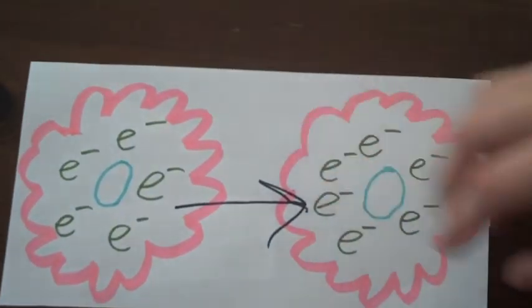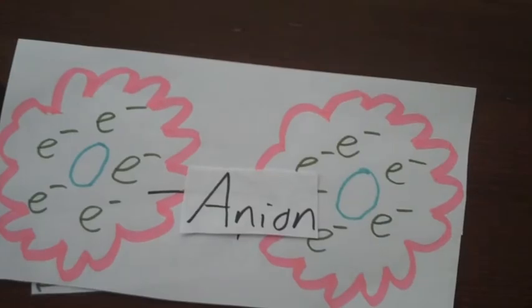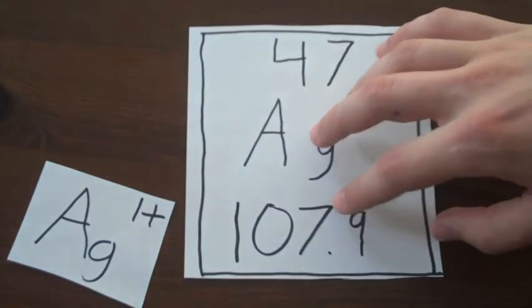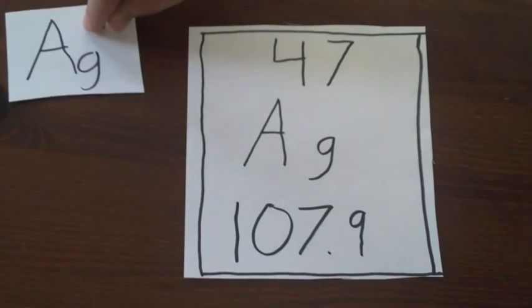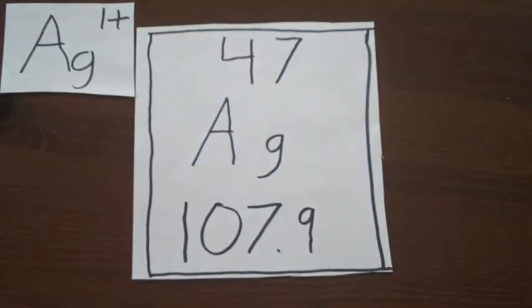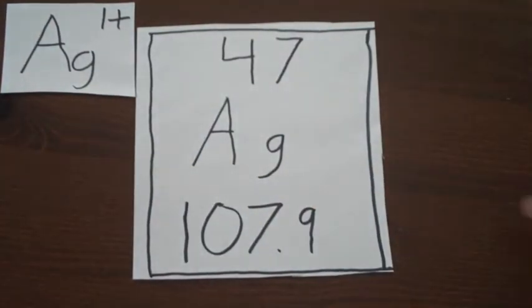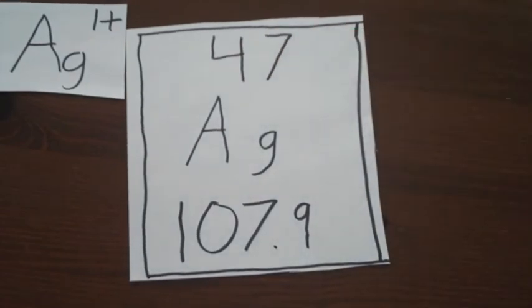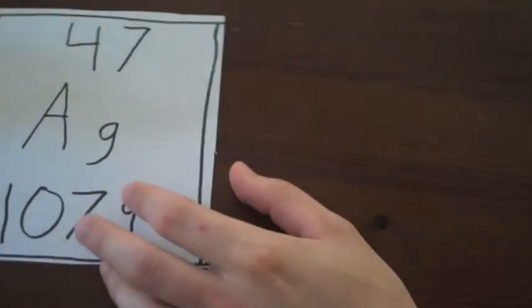Now let's look at an example to put it all together. We'll look at an atom of silver 1 plus. In order to find out how many of each of the subatomic particles are present, we will need our periodic table. So let's go to the silver square. We'll start with protons because those are the easiest. Silver is element number 47, so silver has 47 protons.